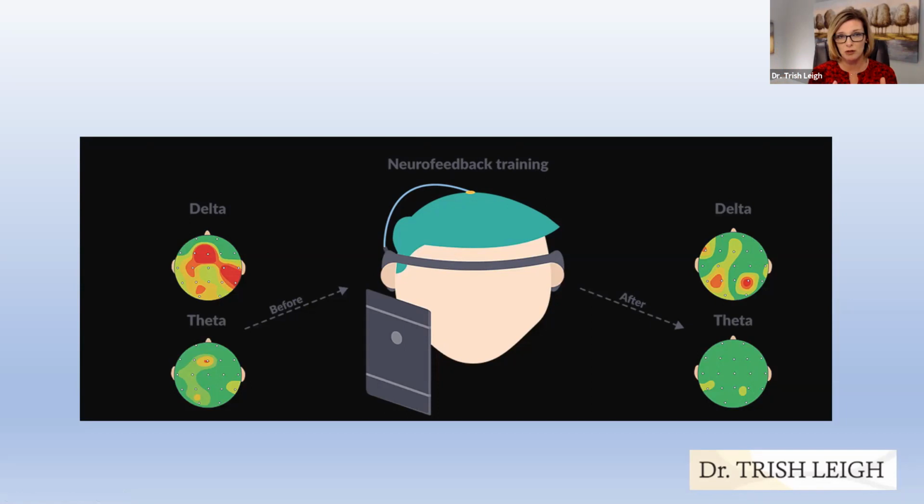So over on this side, let's think of this as the pre-brain map, and it says before. This is an example in the middle of home neurofeedback, which uses the Muse headband.